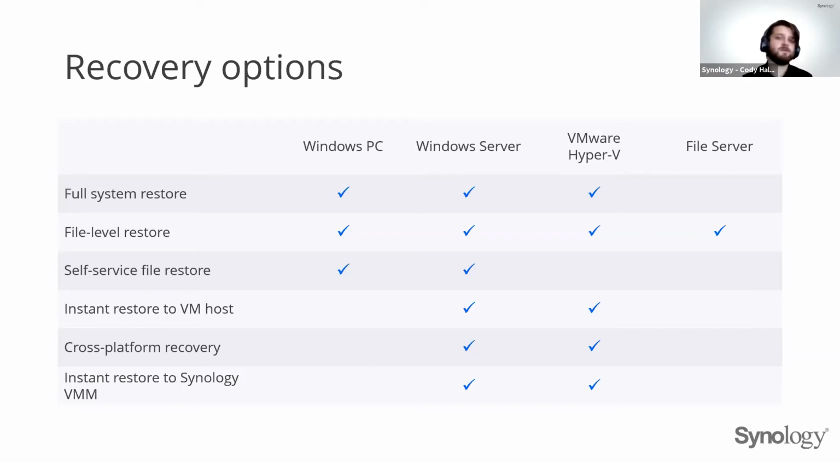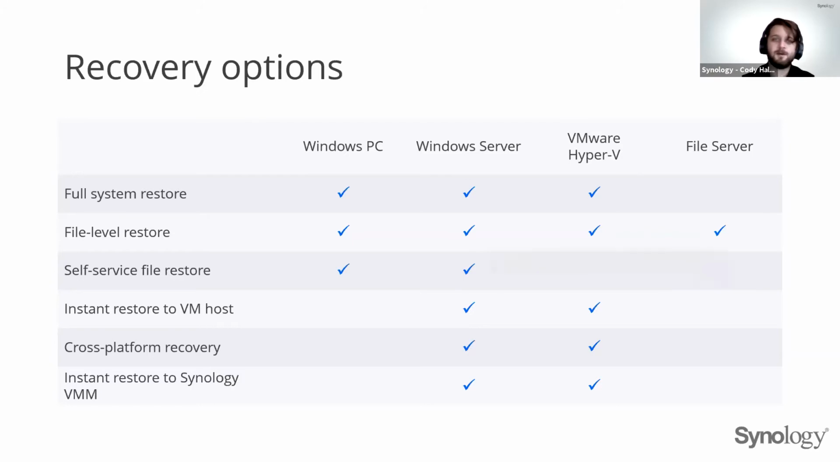You can actually promote a Windows PC to be a Windows Server category. It's just, again, a category in the system. Whenever you do that, you then have access to all of the Windows Server recovery options. You can then instant restore that PC into your VM host or spin it up on the Synology NAS box itself.